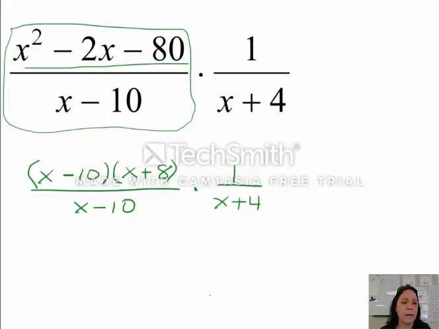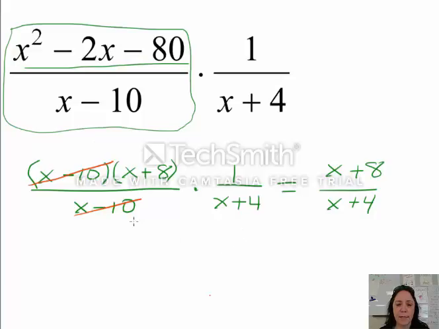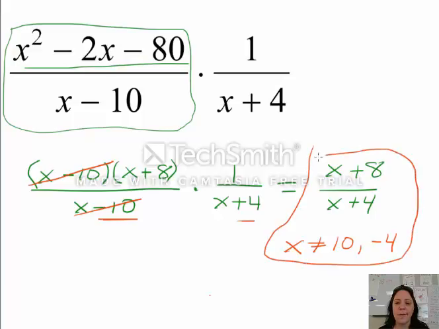Let's grab our handy-dandy red canceling and simplify this first term, canceling those x minus 10s. And then we can just finish multiplying across. I have x plus 8 over x plus 4, and I still have a variable exclusion. In fact, I have 2. I have 10 and -4. And there we go, our final answer.